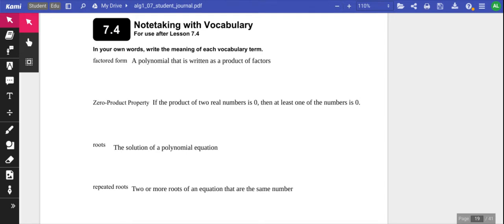Hello, everyone. Today we are going to go through 7.4. It's a two-day section. So we're going to go through the most basic part today, the intro stuff, and then we're going to get into some actual factoring tomorrow.